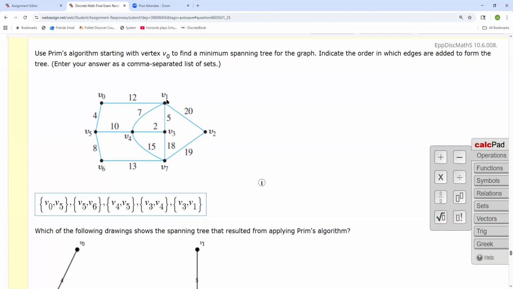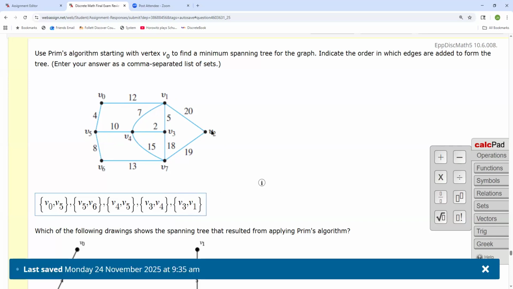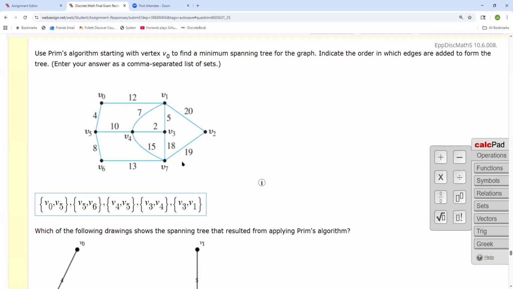Then, which vertices are in the tree already? That one, that one, that one, that one, that one, and that one. There's only 2 more that are not in the tree. So what's the shortest link from something in the tree to something that's not in the tree so far? V3 to V7? V6 to V7? Okay, V6 to V7. Okay, I agree with that.